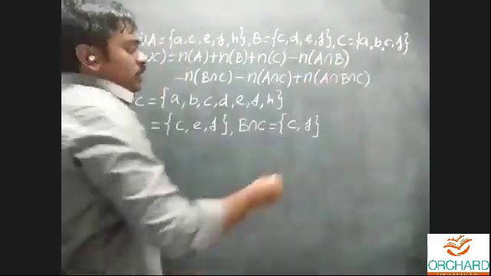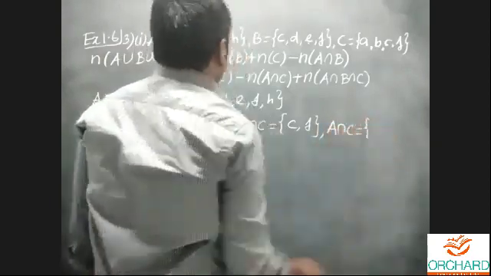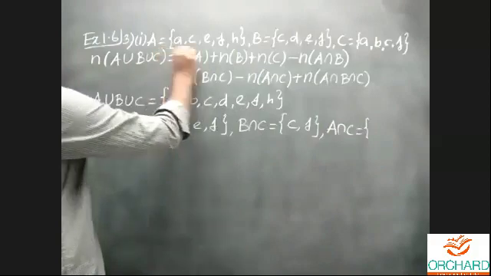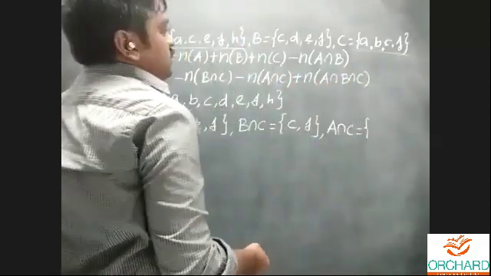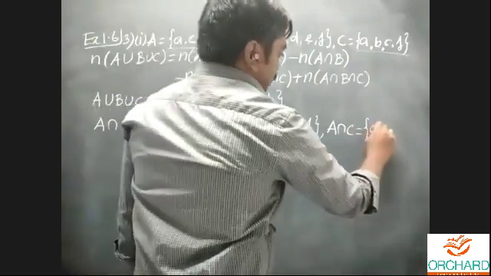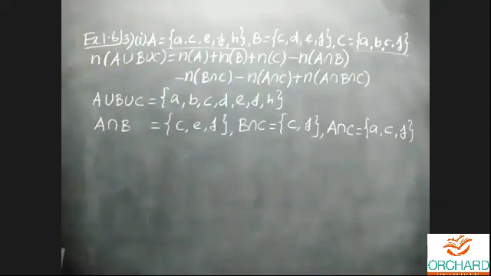Next is common between the sets A and C. A intersection C. Observe the set A and observe the elements of set C. Which elements are common? A, C, and F. The three elements A, C, F are common.